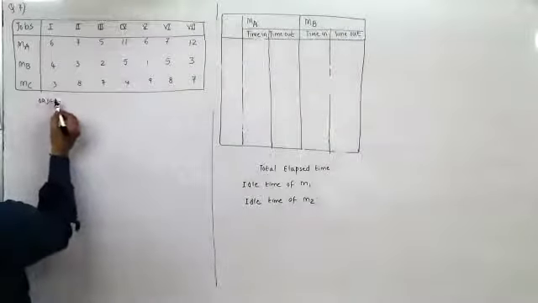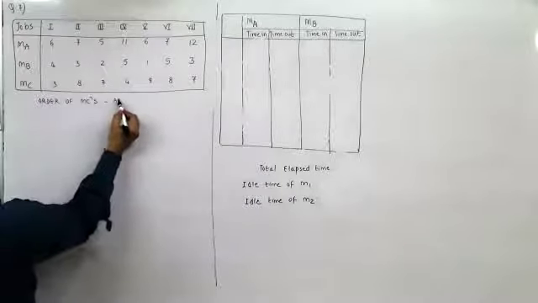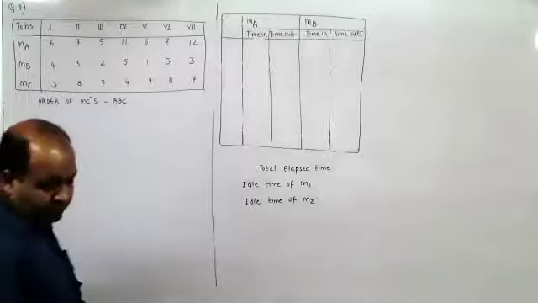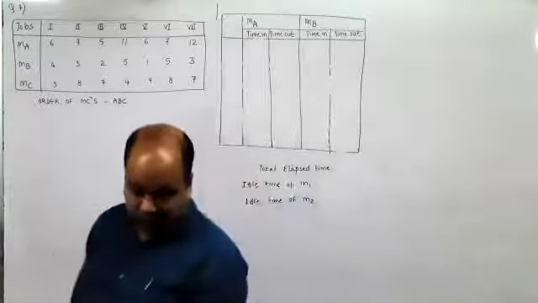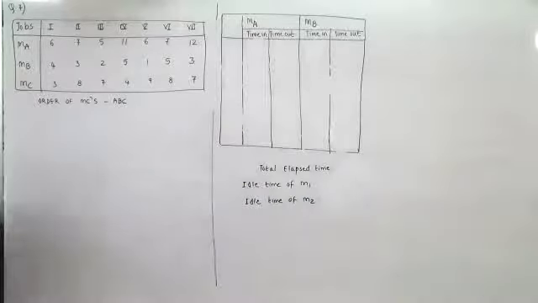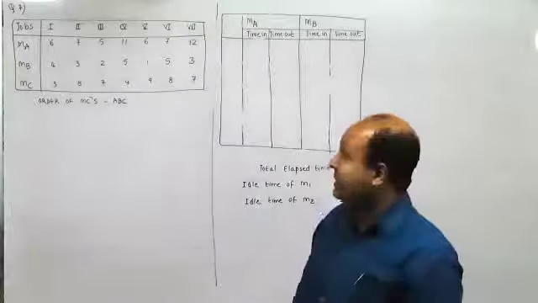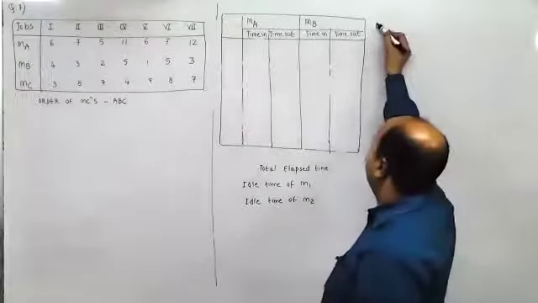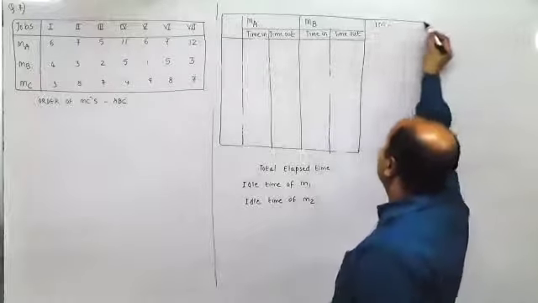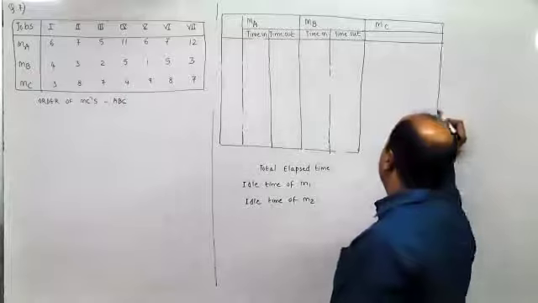Order of machines ABC. The processing times are given in hours. Here, this is the processing time. Now, if it is a 3-machine problem, we'll have one more column. In fact, two more columns.